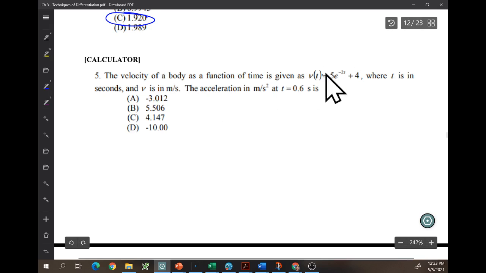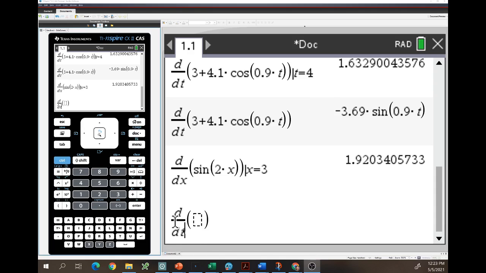So velocity is given by v of t, where t is in seconds and v is in meters. What is the acceleration at 0.6? Same thing we did earlier. So we're going to take the derivative and plug in 0.6. This time as we do that, we want to make sure that we have a t here. And then we'll just type in 5. And then same thing, make sure you use this E button. Don't use E and then power. Use this E button. It's a different E.